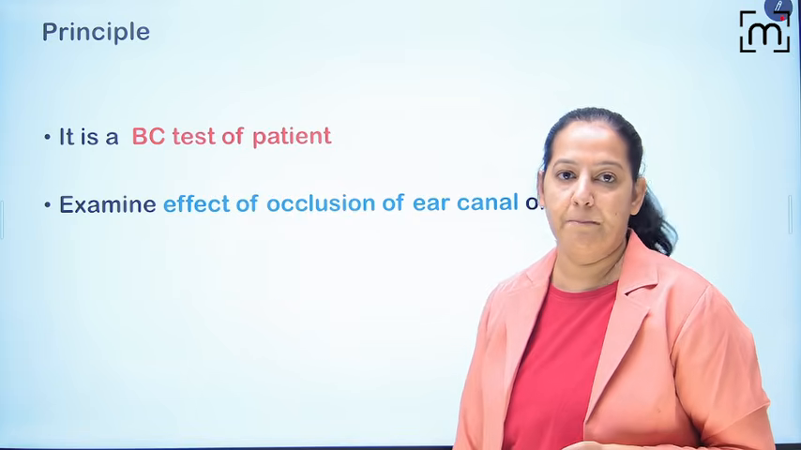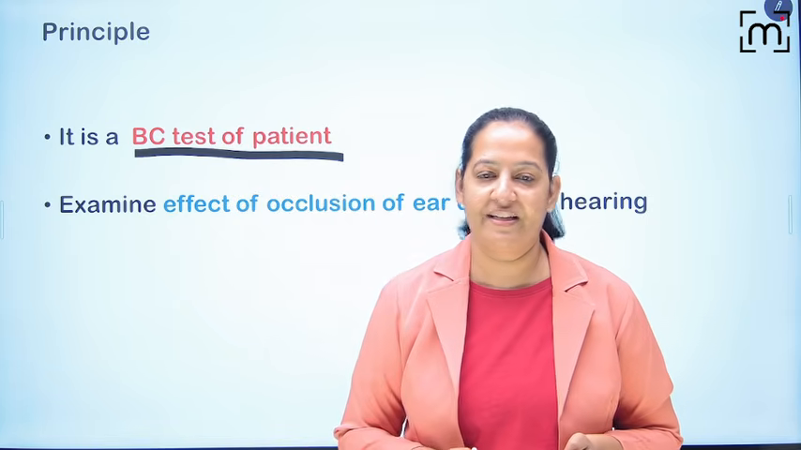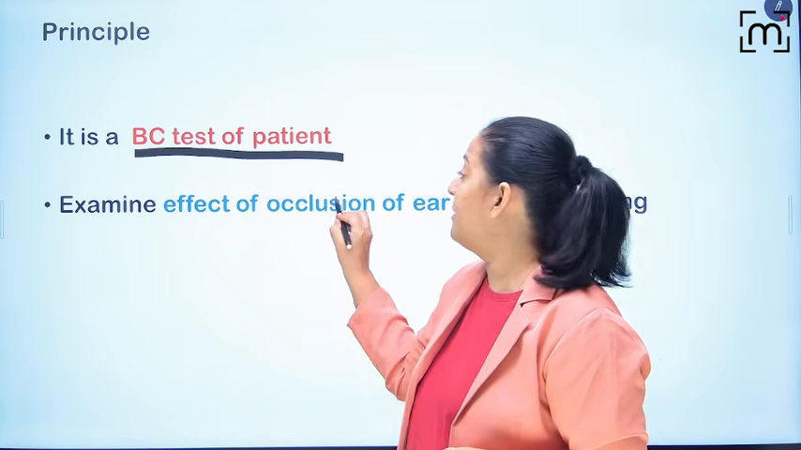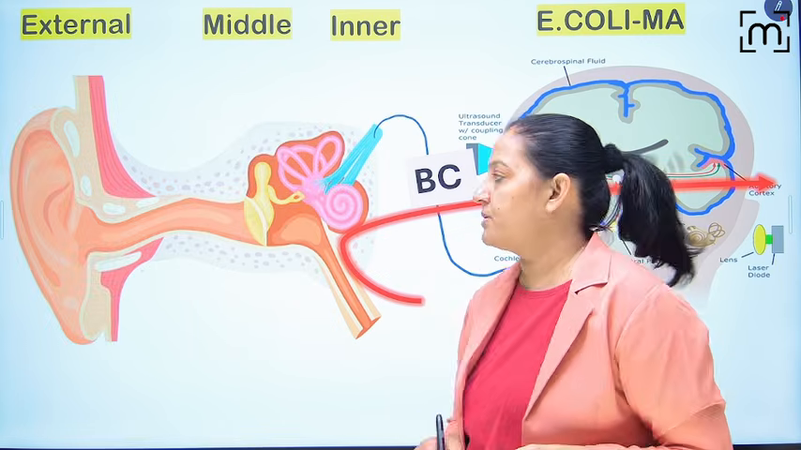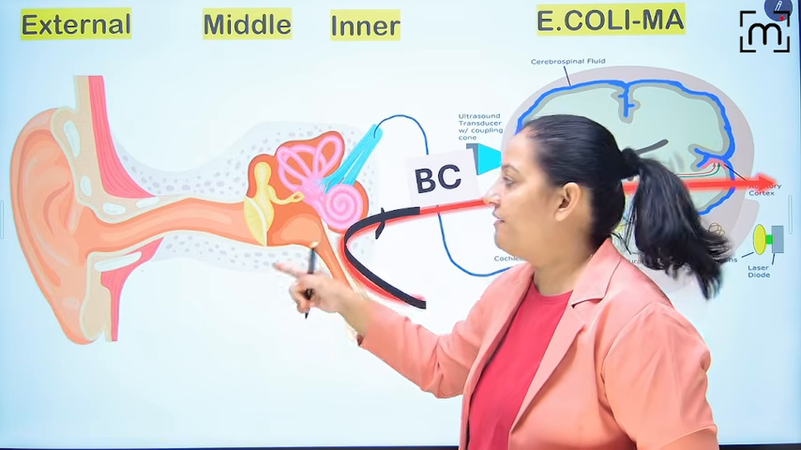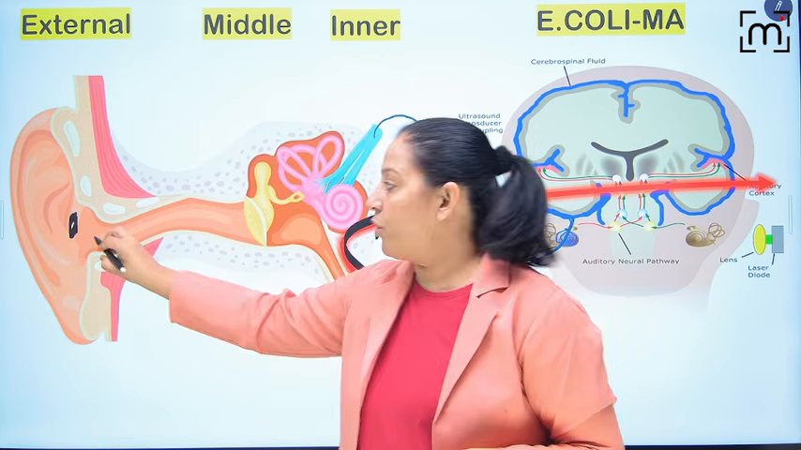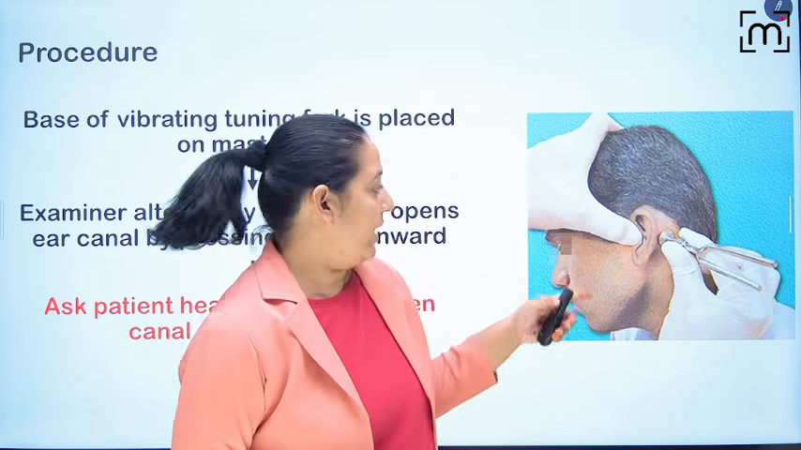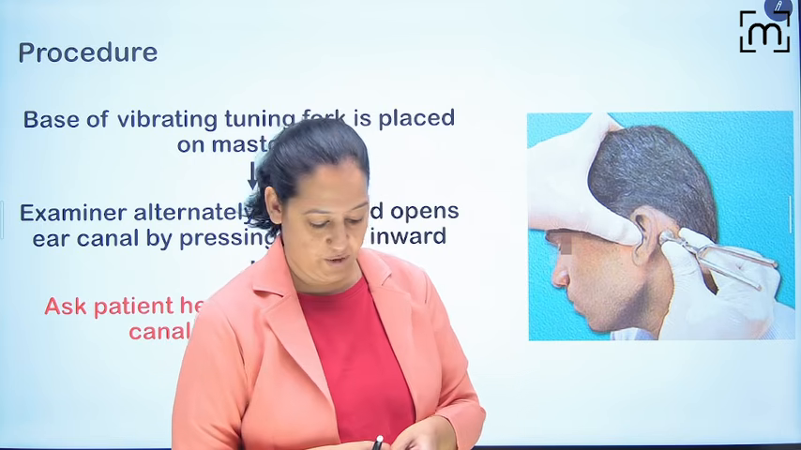So coming to the principle of the Bing test. Here we are taking only the BC of the patient, not the BC of the examiner. We are looking for changes in the BC of the patient by occlusion of the ear canal. So we are testing the BC of the patient only. We will occlude the ear canal and open it and ask the patient when you hear better. So we are occluding, opening, occluding, opening, and asking when you hear better. I hope everyone got it.